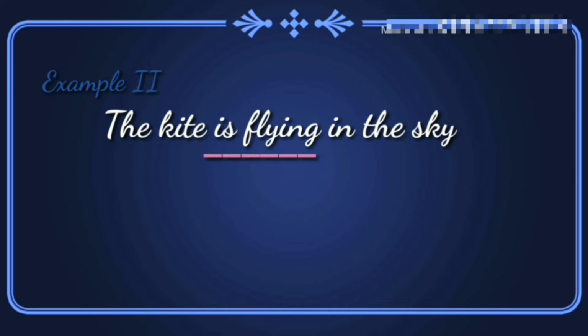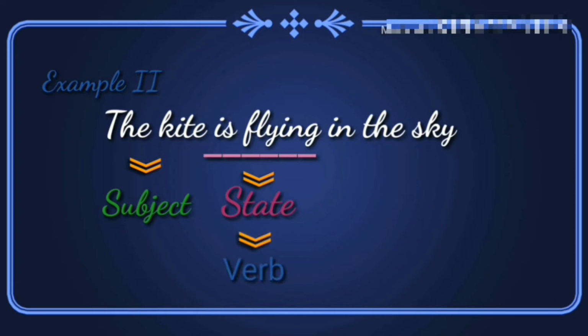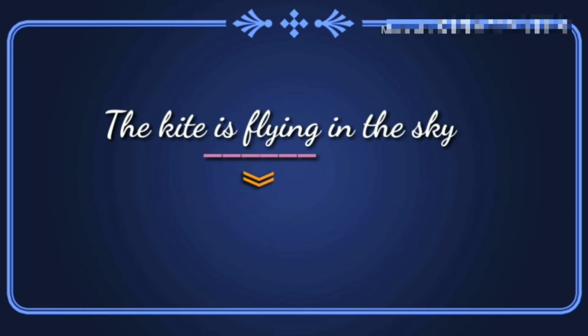Let us see one more example. The kite is flying in the sky. In this sentence also, flying is our verb, but it is not an action but a state of our subject. लास्ट सेंटेंस में भी फ्लाई वर्ब है बट वहाँ पर वो एक्शन है, यहाँ पर स्टेट है.